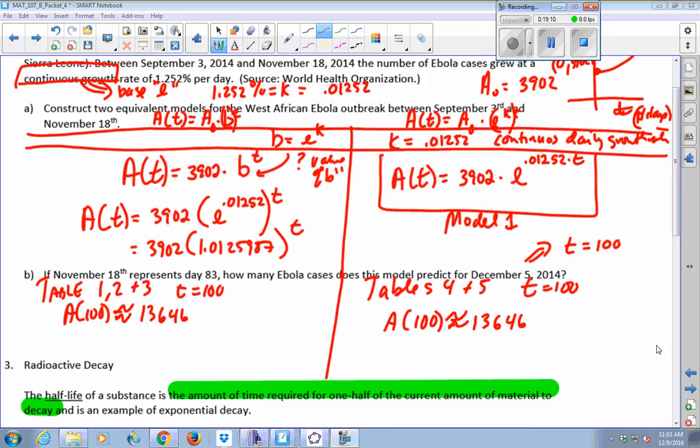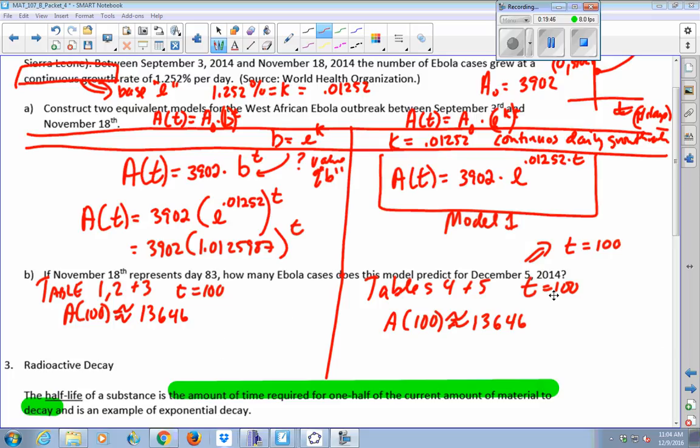Regardless of which model you use, after 100 days with a continuous growth rate of 1.252% a day, you now have over 13,500 people with Ebola. You know, it doesn't sound like a great growth rate, right? Oh, 1%, big deal. But that's quite a lot of people in 100 days. We've almost quadrupled the number of cases that we had, more than tripled. So you can't be fooled by the percentage when you're looking at exponential growth.